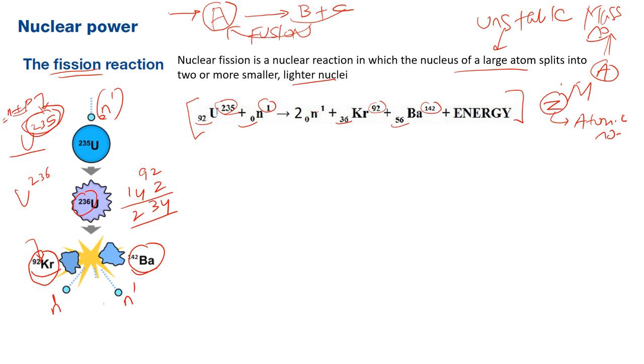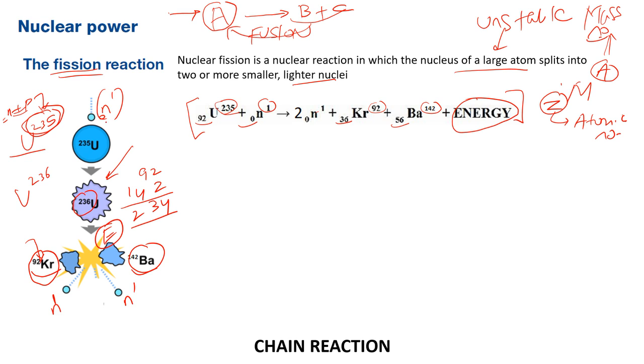Since this is a fission reaction and initially you had an extremely unstable nucleus, on release it will generate a huge amount of energy. So we can write that in the equation itself. Now after this there is something called a chain reaction. What do we mean by that?